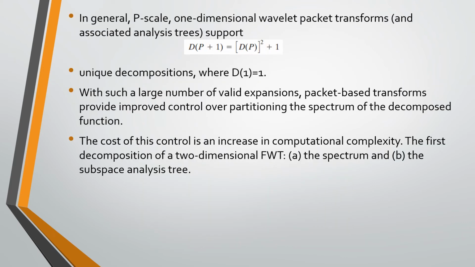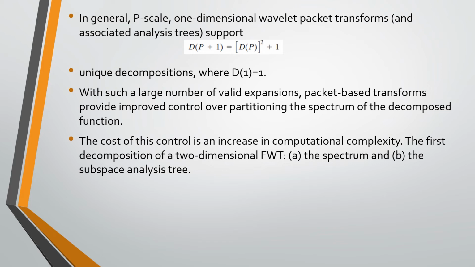In general, for P-scale one-dimensional wavelet packet transforms, the associated analysis tree supports D(P+1) = D(P)^2 + 1 decompositions, where D(1) = 1, which is a large number of valid expansions. The packet-based transforms provide improved control over partitioning the spectrum of the decomposed function. The cost of this control is an increase in computational complexity.